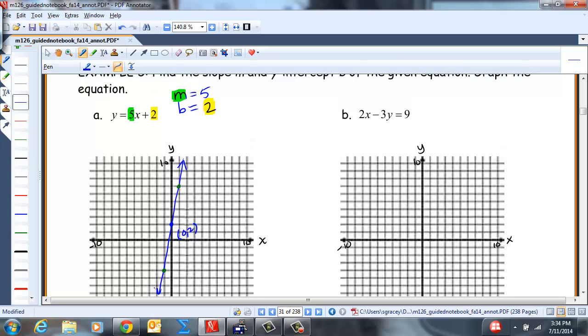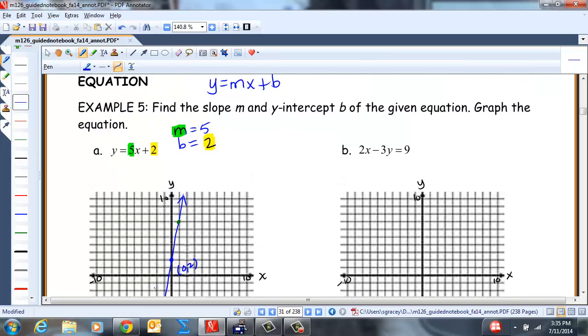Now, what about this one? This one isn't in our format right now, right? So we need to do a little bit of work. So we have 2x minus 3y is 9. If I subtract 2x from both sides, I get negative 3y is negative 2x plus 9. Now be careful, because when you divide by negative 3, you have to divide both of the terms on the right side by -3. So isolating y, we're going to get positive 2/3 times x, and then minus 9/3, which is -3.